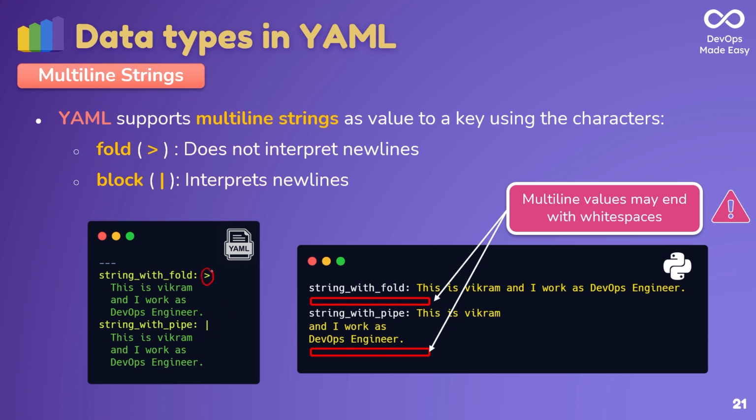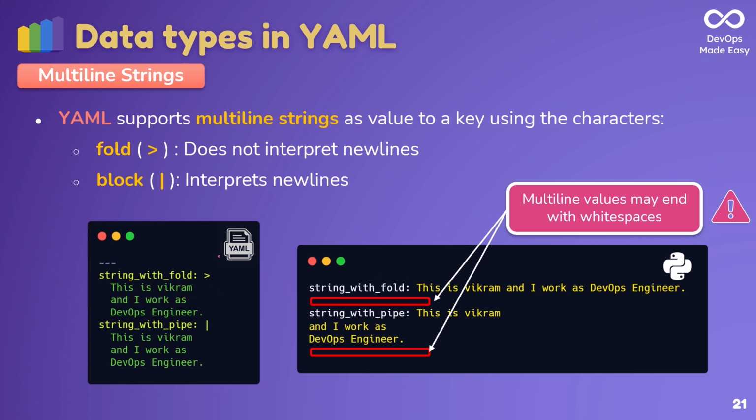If you're using the fold character, this one will be evaluated as a single line. That means "this is Vikram" and after that "and I work as DevOps engineer", everything will be printed on a single line. But if you are using the pipe character, these new lines will be preserved. That means this complete thing will be printed as it is. After Vikram, this part will be printed on the next line, and this on the next line. But here everything will be printed on a single line.